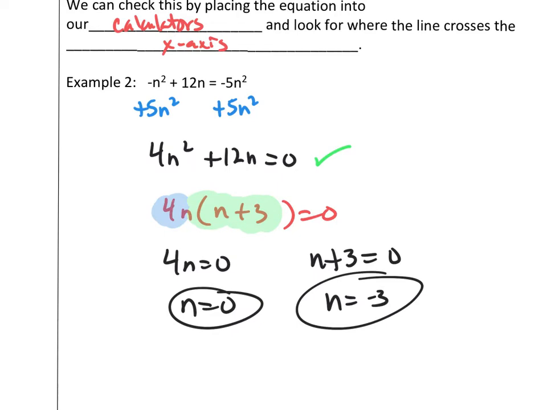I should have two answers. It looks like I do have two answers because my highest power is 2. So your solutions are (0, 0) and (-3, 0).